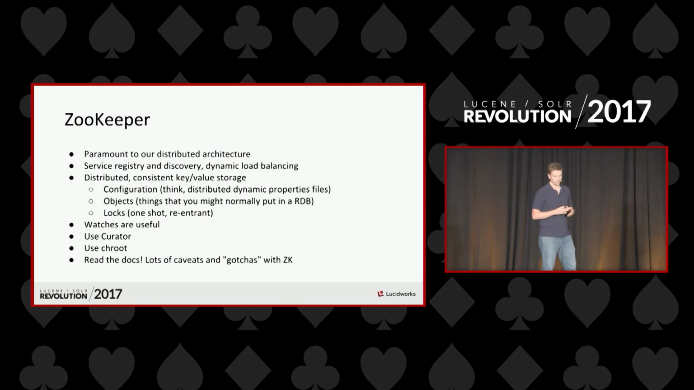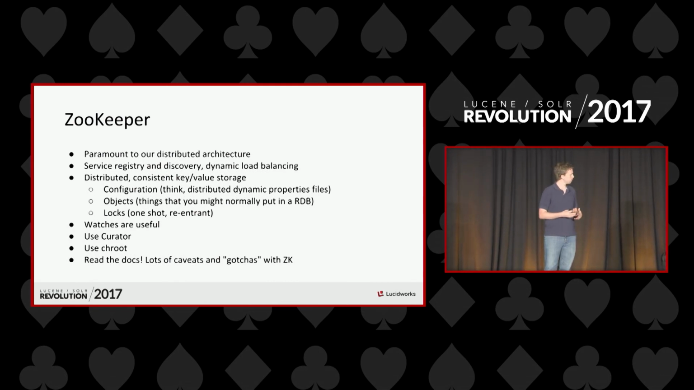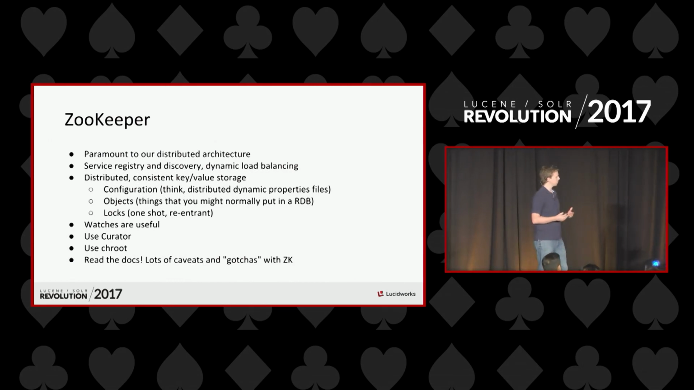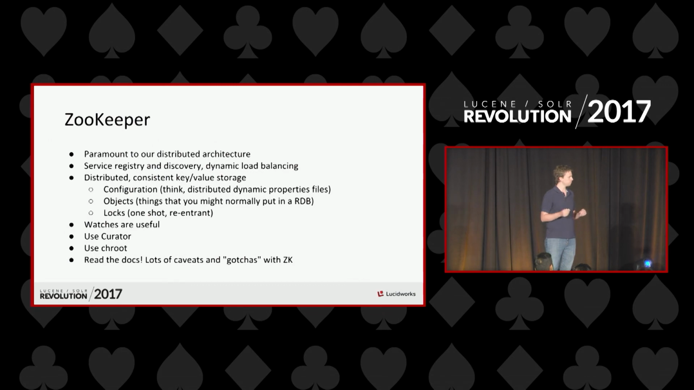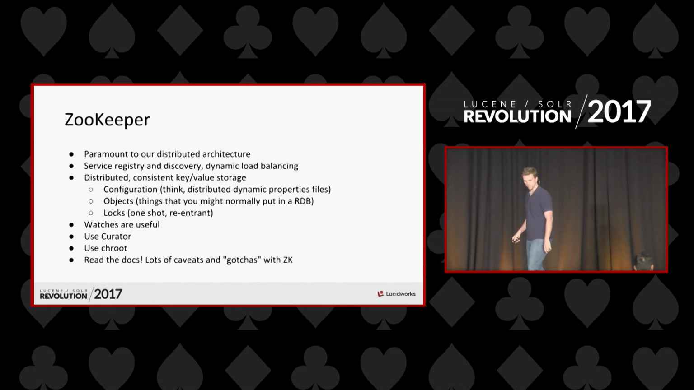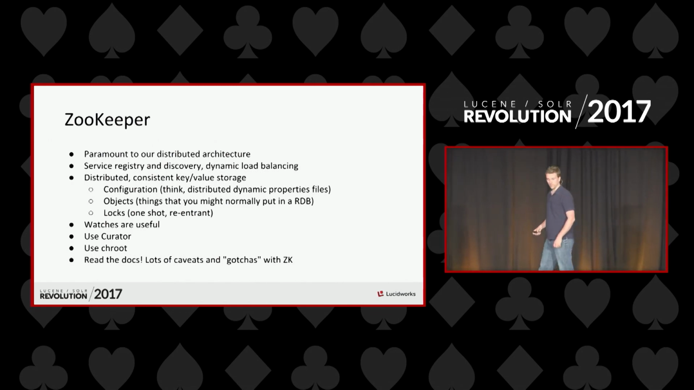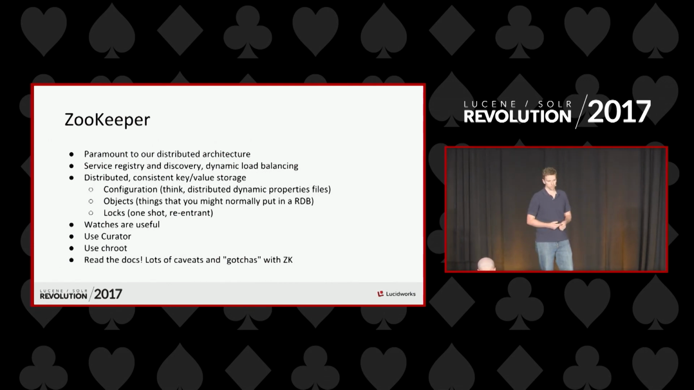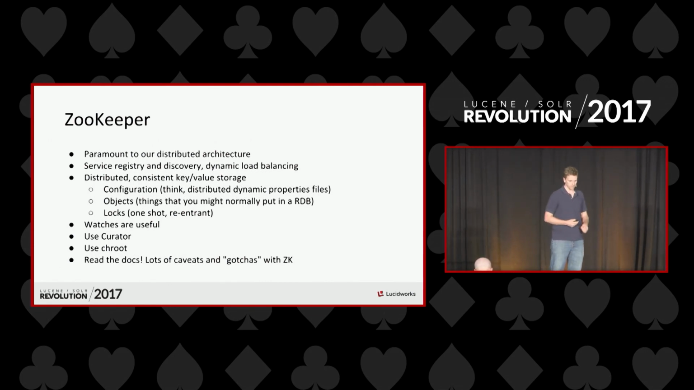Zookeeper is a very important part of Fusion. It's the foundation of our distributed architecture. We use it for service registry. We have a distributed microservices kind of architecture, and we use Zookeeper for discovery, service registry, and dynamic load balancing, things like this. We also use it as just a storage engine. It's really good for that. It's a very nice, consistent storage backend.